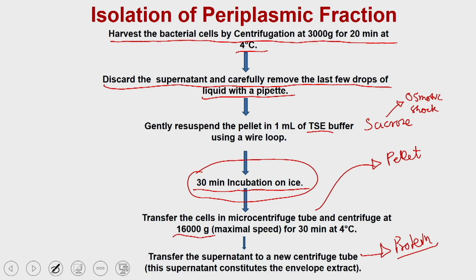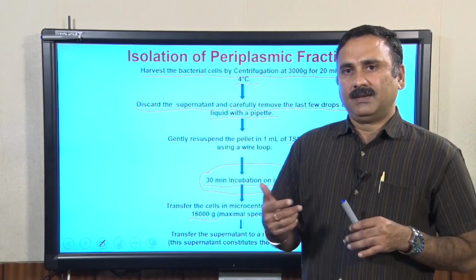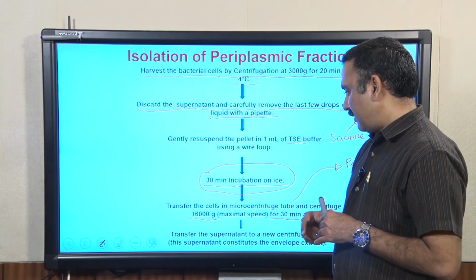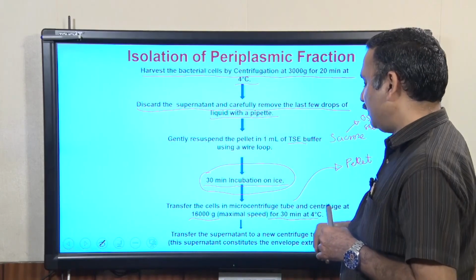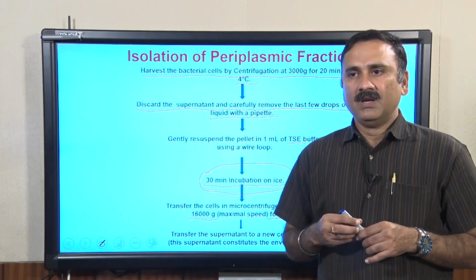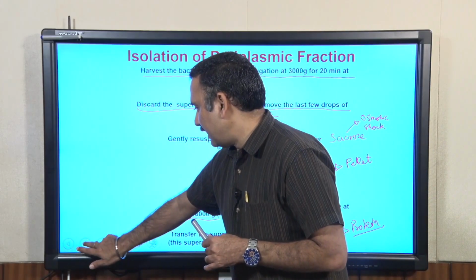When you do the centrifugation at 16,000 G for 30 minutes at 4 degrees, that will give you a pellet as well as the supernatant, just like it was discussed for the periplasmic fractions. The supernatant will contain the proteins from the cytosol, and the pellet will contain the dead or damaged bacterial cells, which you can discard. So, this is for the prokaryotic cells.